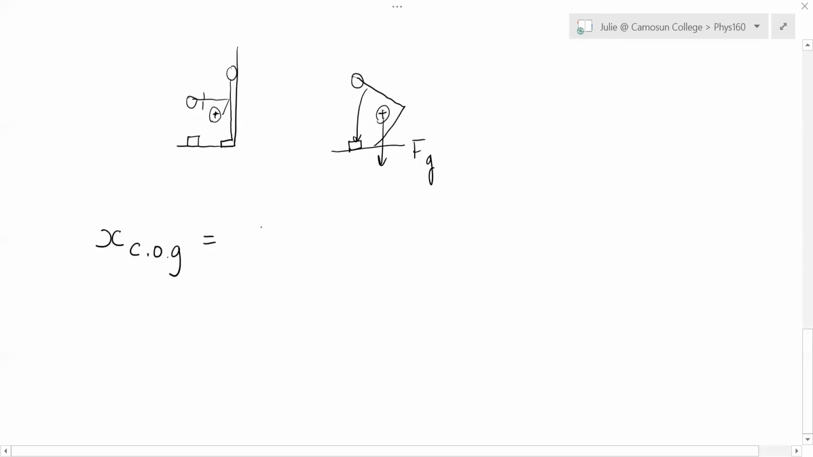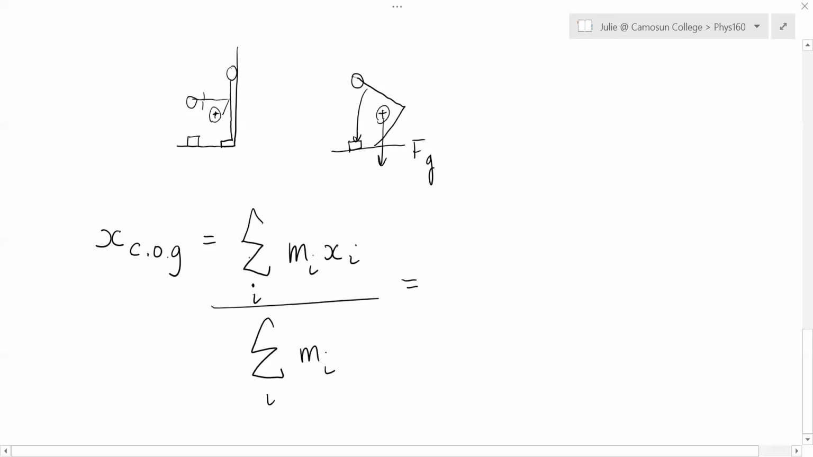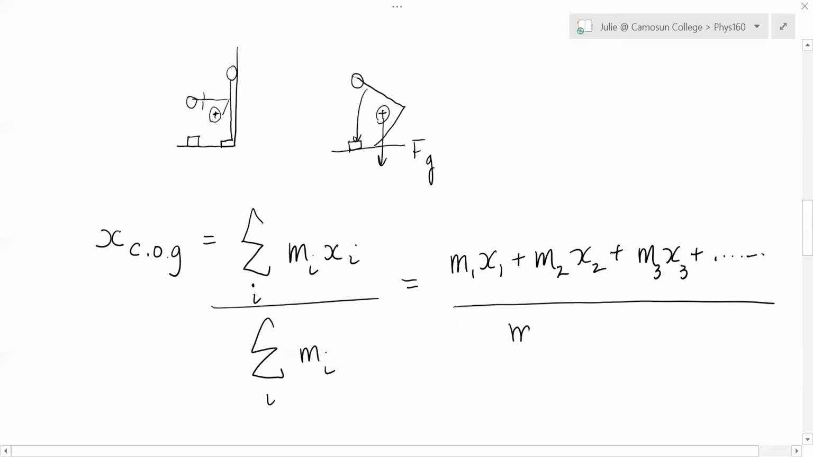Okay, so the fancy formula looks like this. It's a sigma with a little i on it, of m_i x_i, divided by sigma of m_i. So that's a Greek letter, capital sigma. What that means is this sigma symbol means you add. So you go 1 plus 2 plus 3 plus 4 plus 5, and you put in i. So this would be m1x1 plus m2x2 plus m3x3 and so on, however many individual masses you have in your system. And then on the bottom, this is just the sum of all the masses.